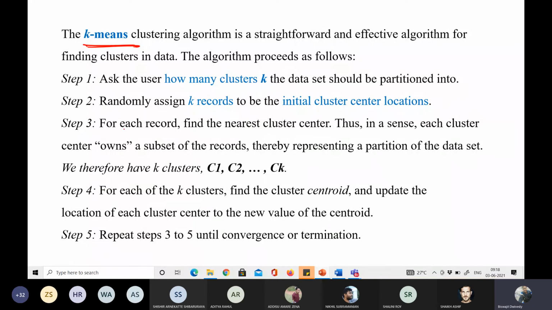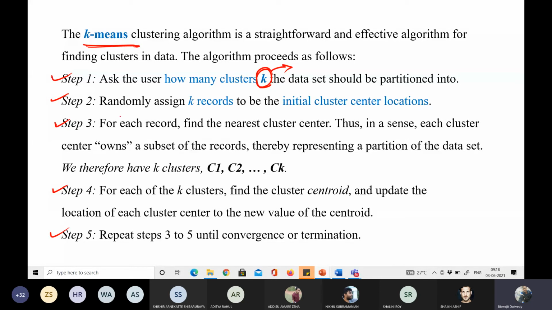So what happens in this case? This is the algorithm, and it consists of 5 steps: step 1, step 2, step 3, step 4, step 5. The k-means clustering algorithm is a straightforward and effective algorithm for finding clusters in data. The first step is to ask the user how many clusters, where K indicates the number of clusters into which we want to partition the entire data. Whether 2 clusters or 3 clusters will be there, first that should be decided.